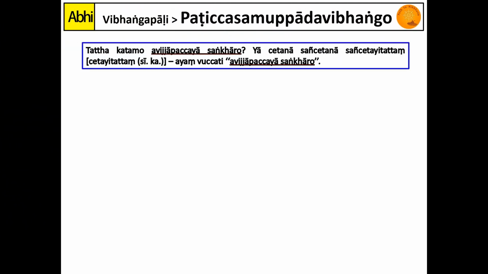Then we moved on to Paticca Sampada Vibhanga. We looked at Tatta Katamo Avidya Pacca Sankhara. What is Avidya Pacca Sankhara? Ye chetana sanchetana sanchetana chetaitam ayang uchyati avidya pacca sankhara. So sanchetana is what avidya pacca sankhara is. So there are kaya sanchetana, kaya sankhara, vachi sanchetana, vachi sankhara, mano sanchetana, mano sankhara.